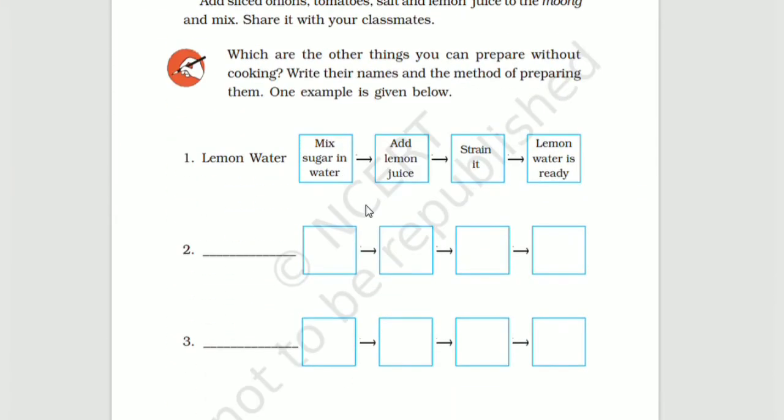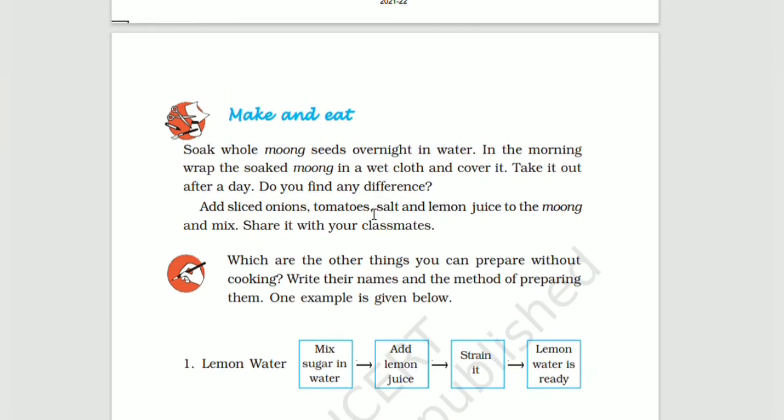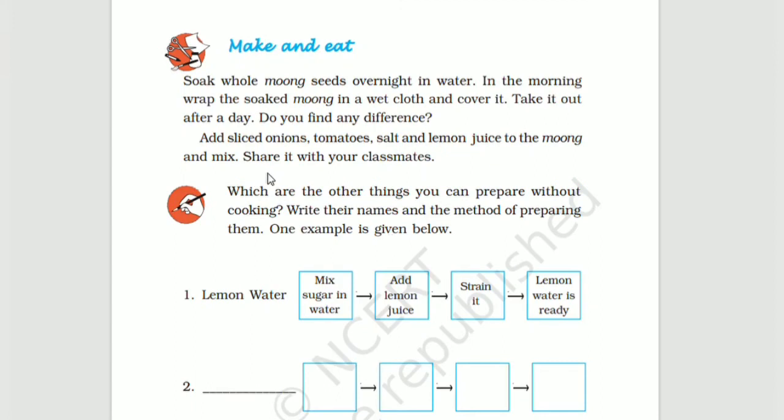Make and eat: certain seeds can be soaked. Okay, they can be soaked and taken fresh in the morning. The soaked ones can be hung in a wet cloth and covered. If it is covered in a wet cloth, we can take it in the morning. Add sliced onions, tomato, salt and lemon juice to the mung and mix. This is the procedure used to eat the mung.